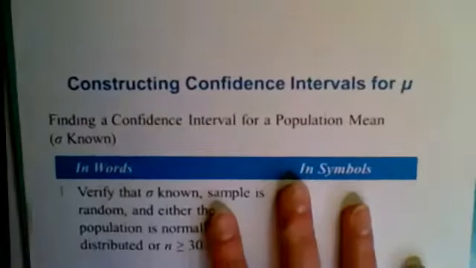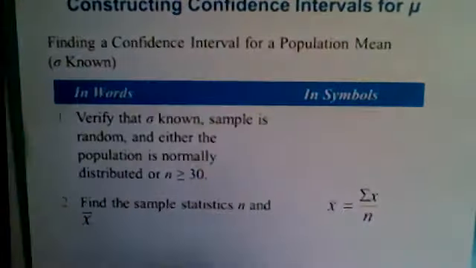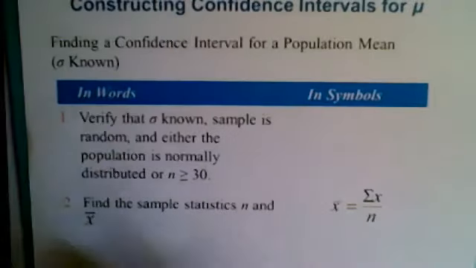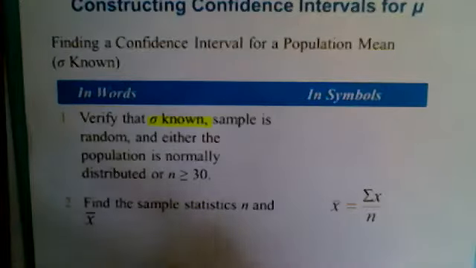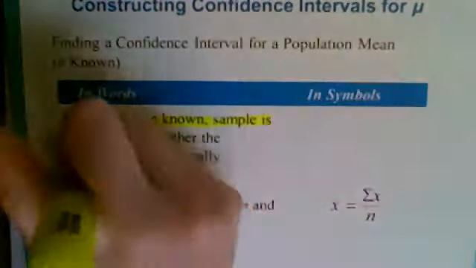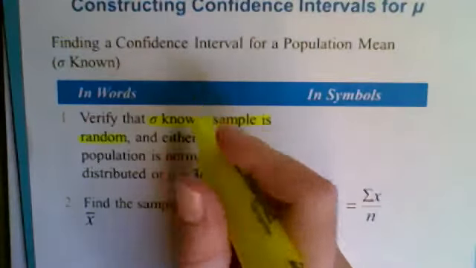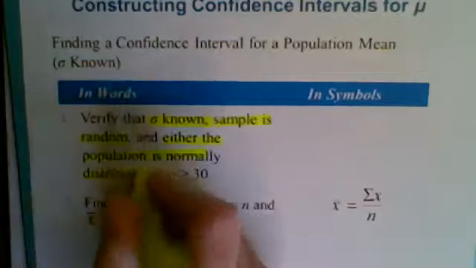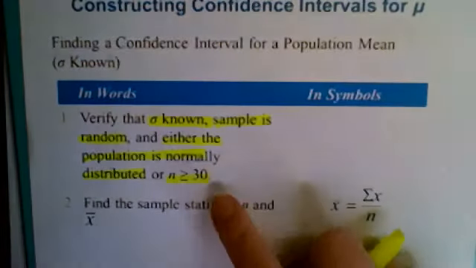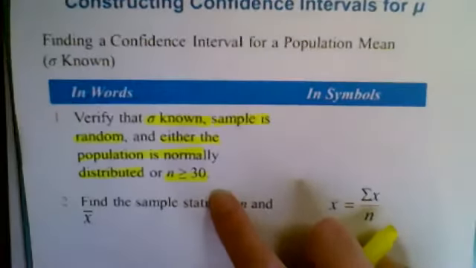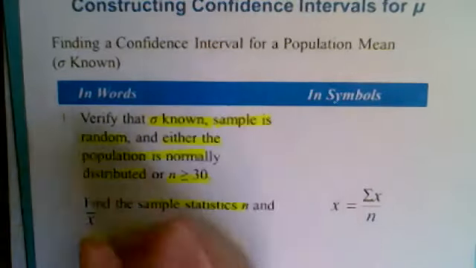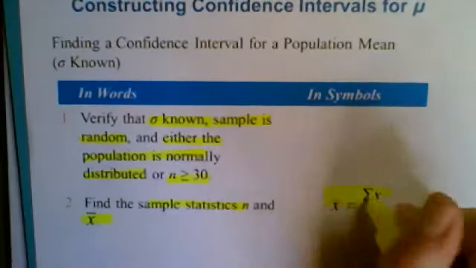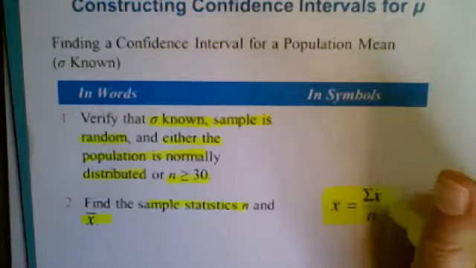Okay, so step number 1 is, first, you want to see if sigma is known, that the sample is random, and that the population is normally distributed, or that you have more than 30 in the sample. Then you're going to find your sample statistics. So we found our mean.